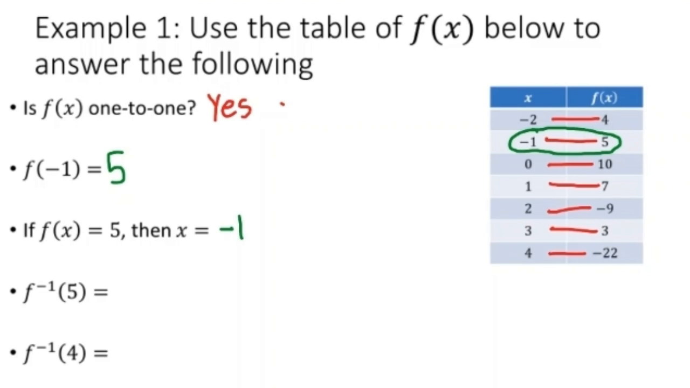When we evaluate f inverse of 5, this is equivalent to asking: if f of x equals 5, then x equals blank. Well, we've already answered this. x would have to equal -1, which means f inverse of 5 equals -1. So that illustrates the mindset that we need when we're evaluating inverse functions.